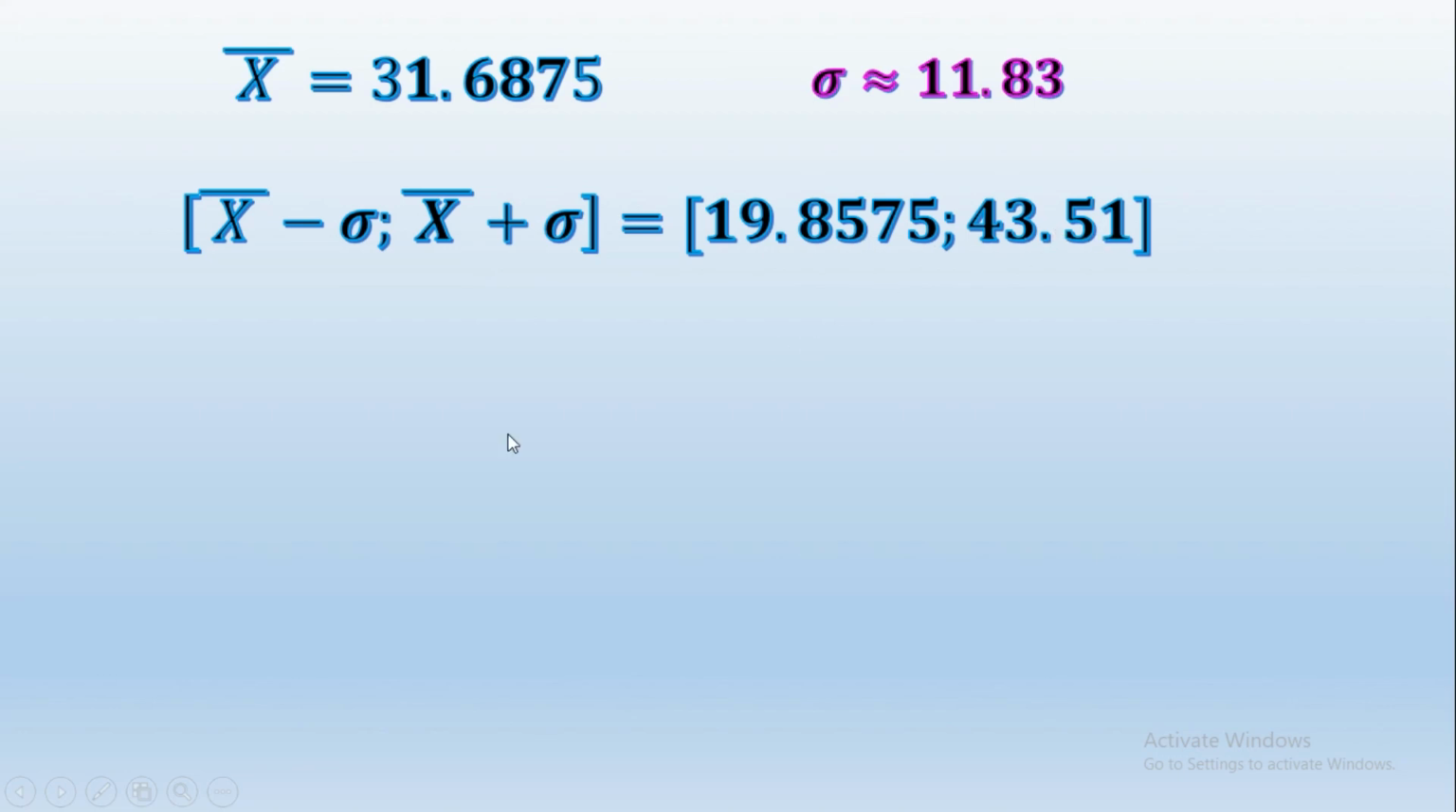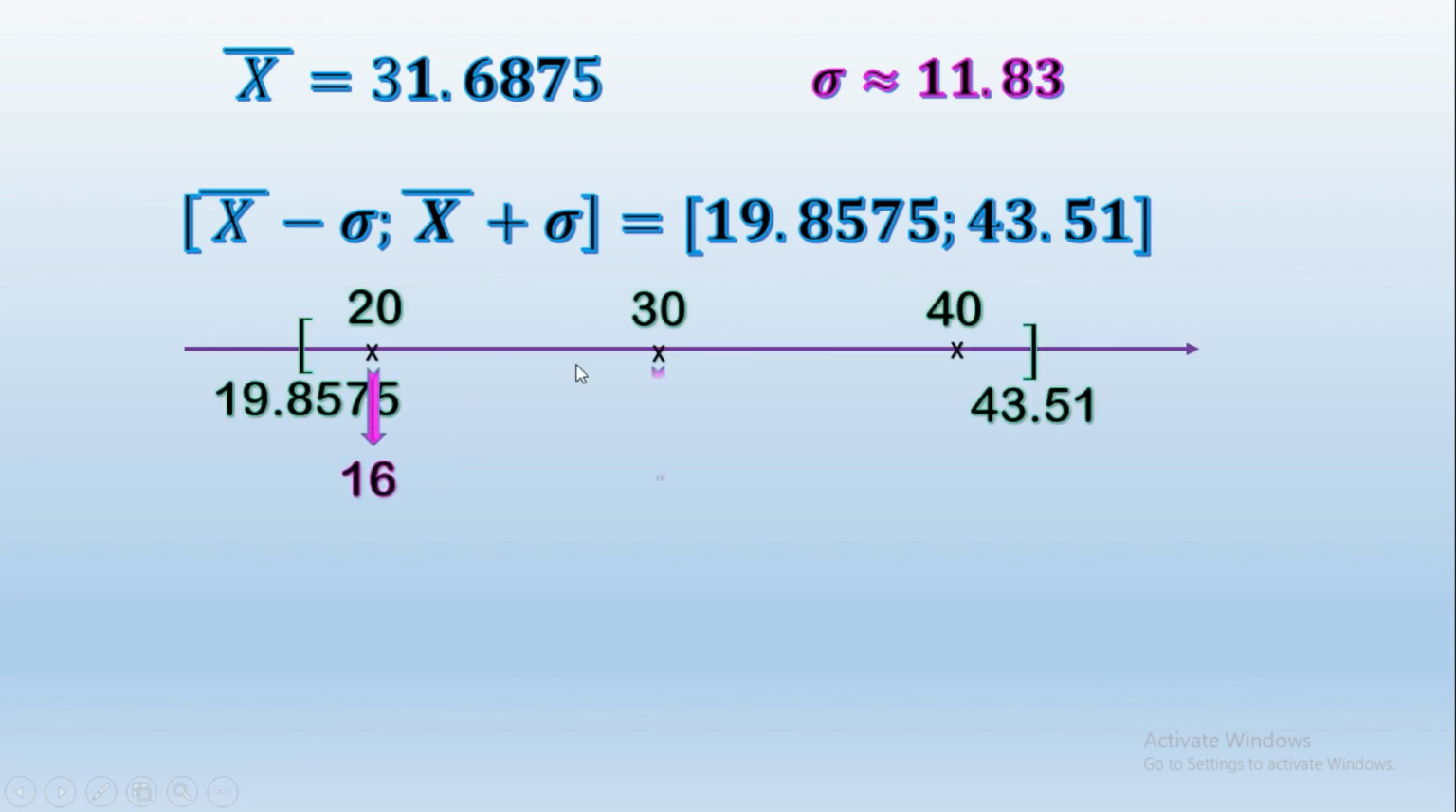43.51. If we refer to the table, what are the grades that are directly included in this interval? Aren't they 20, 30, and 40? The other grades are either less than 19.8575, so they are not considered, or greater than 43.51, so they are also not considered. We just write the grades that are listed in this interval, which are 20, 30, and 40. We pick them up from the table. Now, what are their frequencies? To know the percentage, we should first add their frequencies, which are 16, 18, and 14.